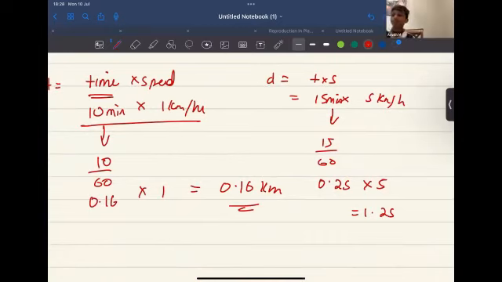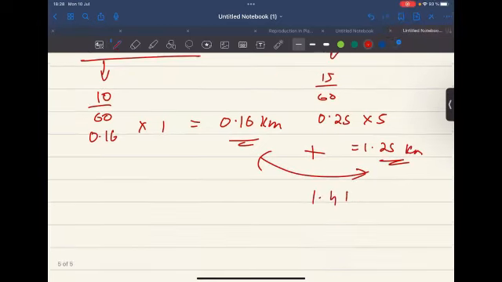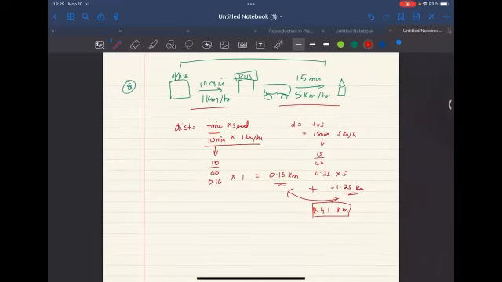So now you're supposed to add 0.16 and 0.25, which will be 0.41 kilometers. This is the answer, and none of y'all got it. Some have written 85, some have written 104. It's just 0.41 kilometers. I don't know how you all got these funny answers, but this is how you're supposed to do it. Is it clear? I think I got it. Yes, ma'am.